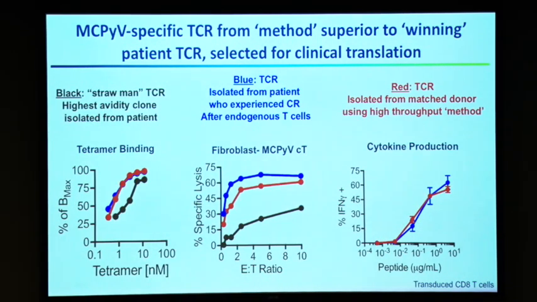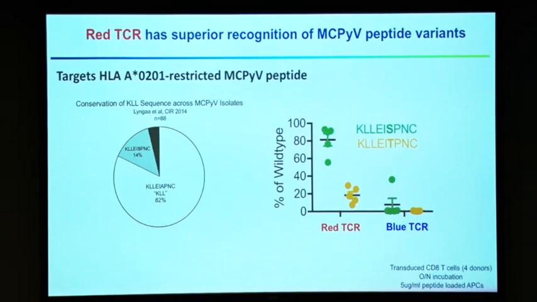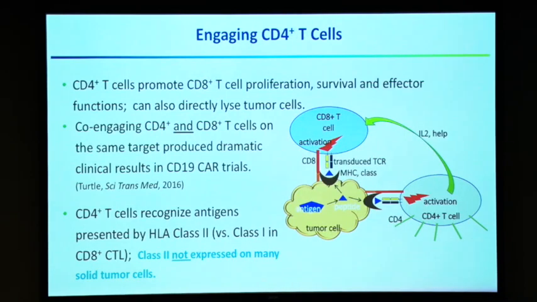You can quickly see that the black one doesn't really do well, and it was sort of neck-to-neck between the patient one and the normal donor one. We actually ended up taking the method one, so coming from a normal donor, because it could better recognize a variant of the peptide that we were targeting that is a normal variant in the Merkel. So there was higher affinity and therefore a little bit more promiscuity of that TCR.